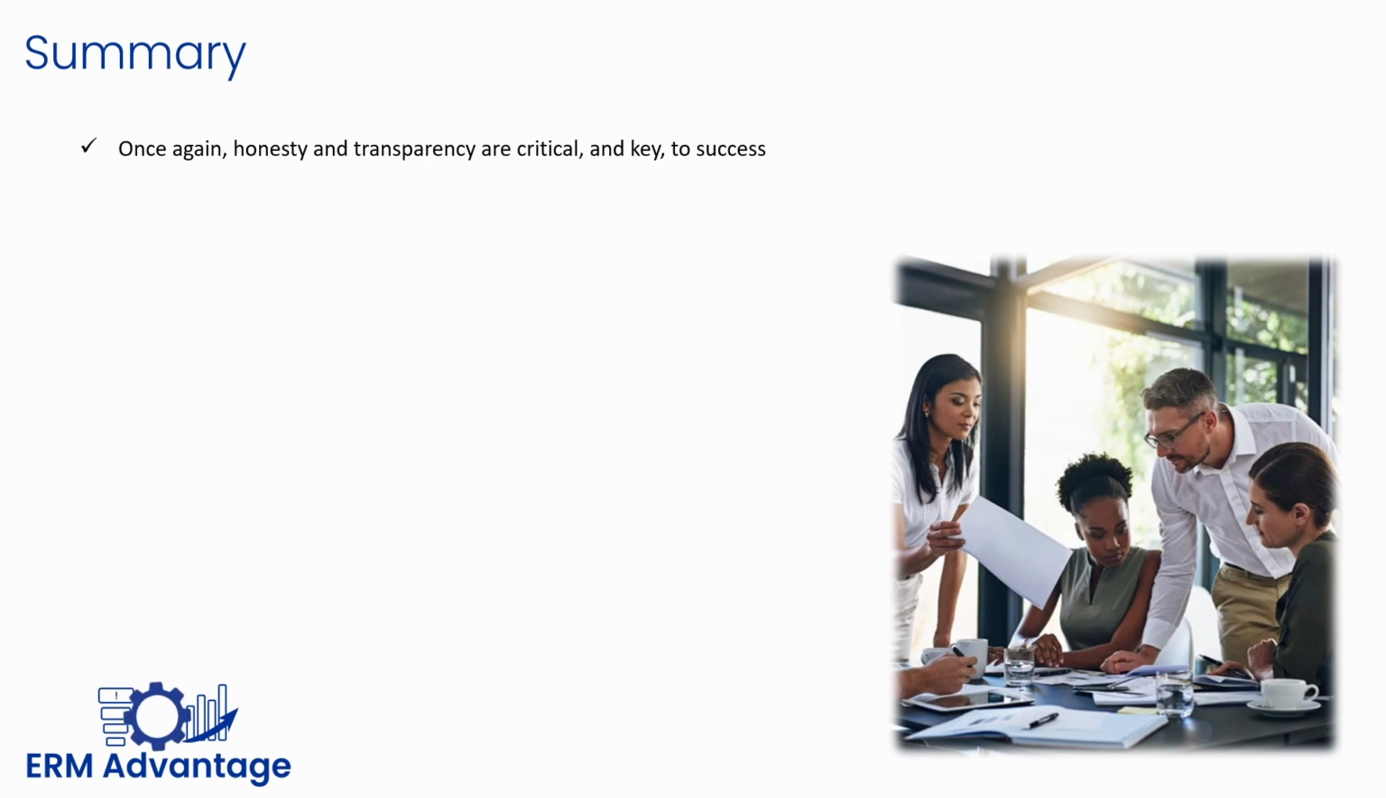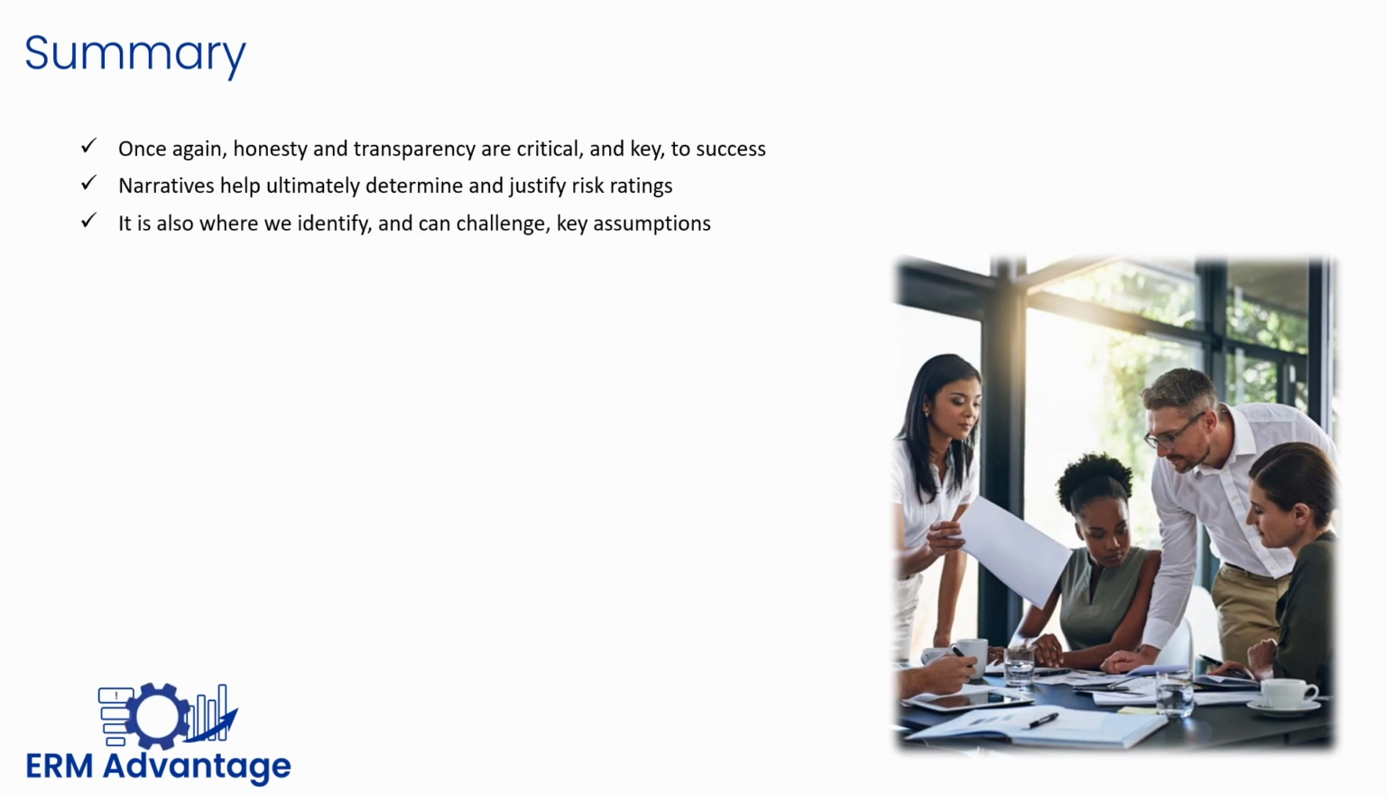Once again, honesty and transparency are critical and key to success. We simply must create environments where people are comfortable describing their environment, the good, the bad, and the ugly, without fear of criticism. It's the only way we can learn from this exercise. Narratives help ultimately determine and justify risk ratings. So it's critical that we provide some rationalization as to how we come to conclusions on our risk ratings. It's also where we can identify and challenge key assumptions. Assumptions about the process, about mitigants, and ultimately about the residual risk.